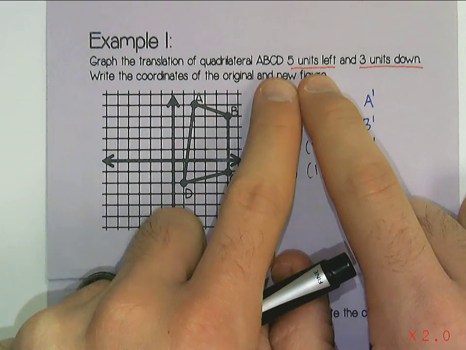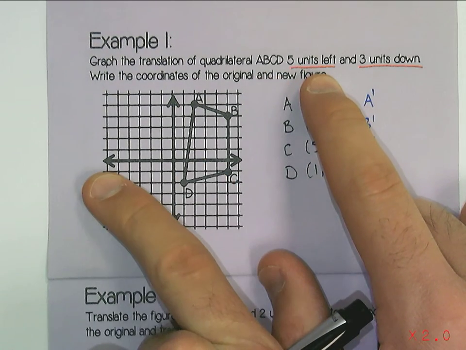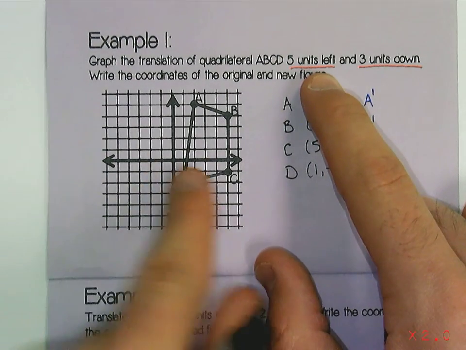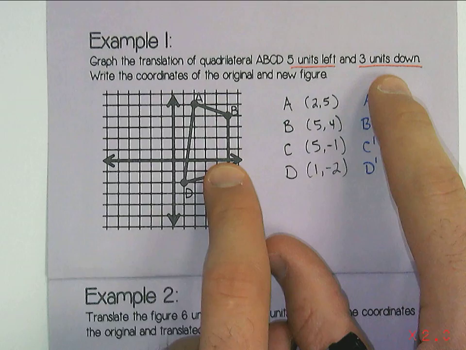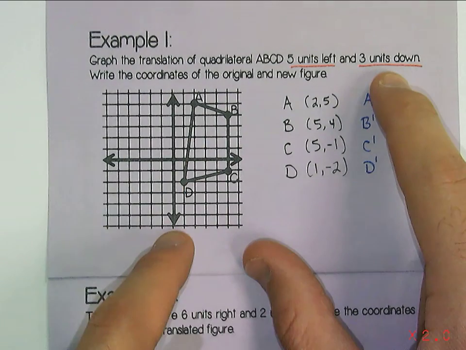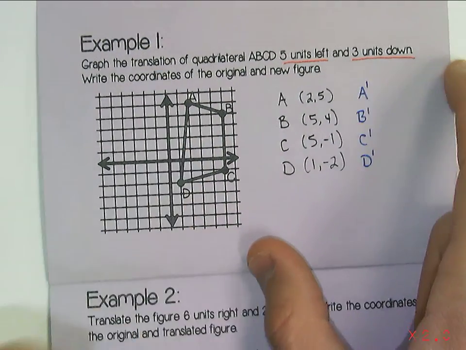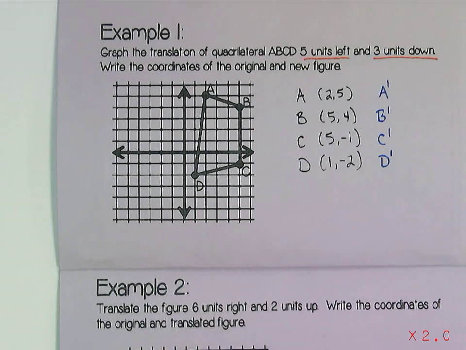It's telling us to go 5 units left, which means we're going to be moving in the negative direction on the x-axis. If it said right, we'd be moving towards the positive numbers. And it says 3 units down, so that's going to be on the y-axis. And if it said up, it would be going up towards the positives on the y. That's really all the difference there is there.